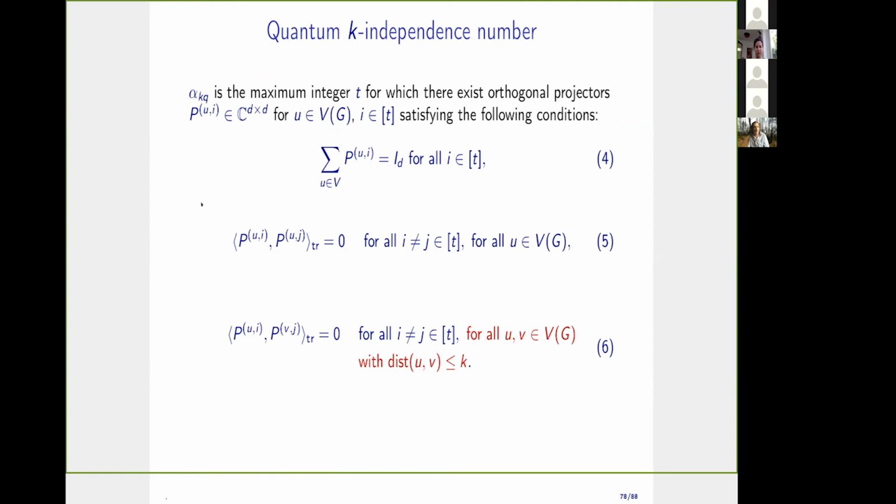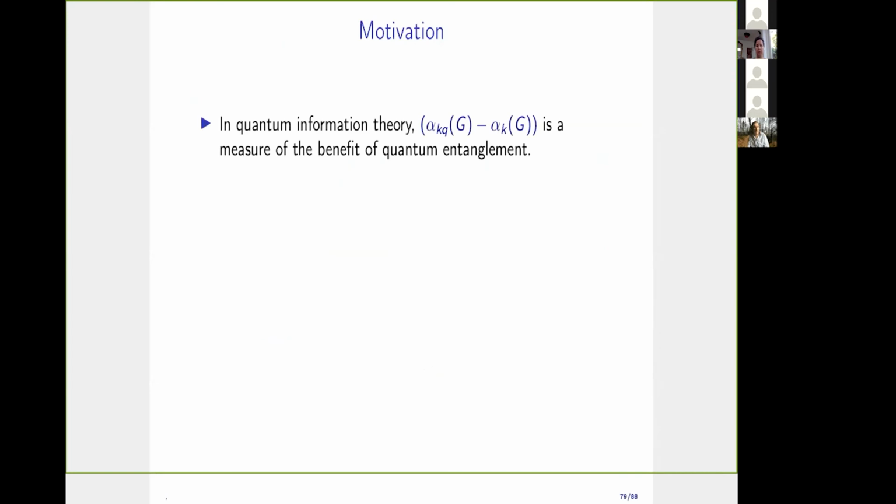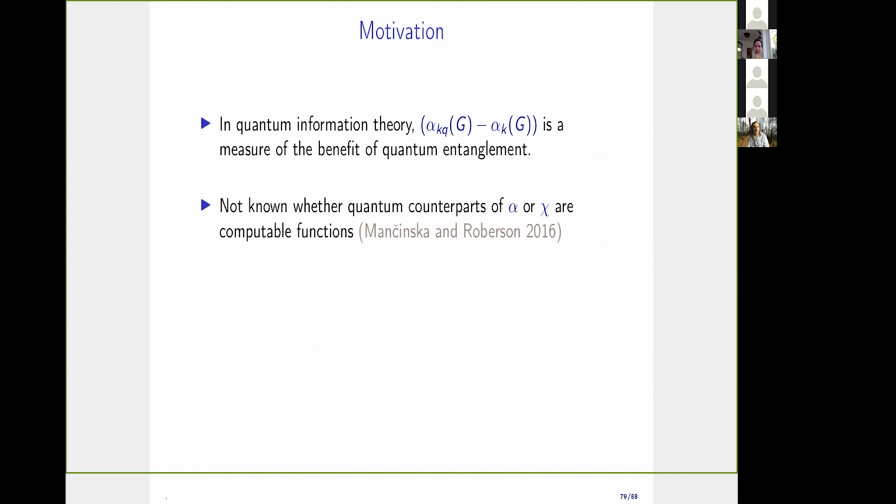We are going to call this parameter alpha kq. The same thing: alpha kq is defined using d-dimensional projectors, and alpha k corresponds with the one-dimensional projector. A bit of motivation: what I understood is that in quantum information theory, this difference between the quantum k-independence number and the independence number is a measure of the benefit of using something called quantum entanglement. Don't ask me exactly what that is, but it's apparently useful for the community. Also, they don't know if these quantum counterparts of alpha and chi are computable functions in finite time.